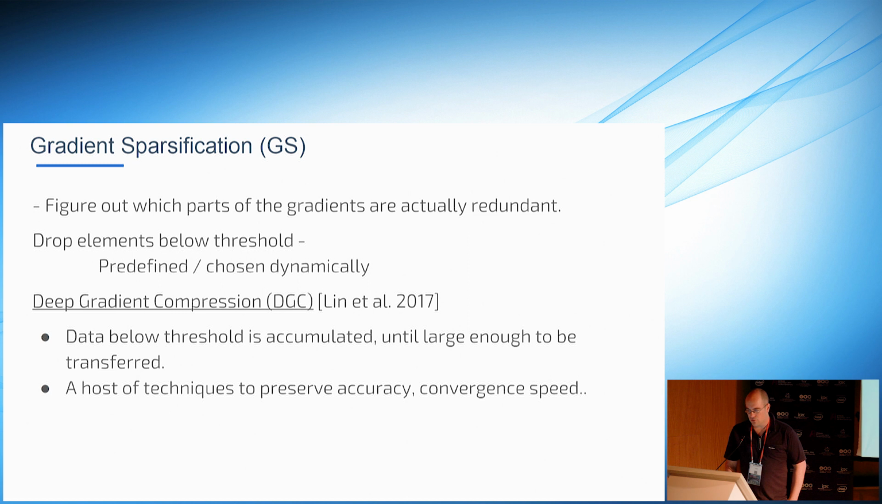And because we're doing lossy compression, we're bringing noise into the process, and we might be, pardon my French, screwing up the process. So you need to take a host of techniques and measures in order to preserve accuracy and convergence speed, etc. So this is much more sophisticated, but with much better compression rates, on the order of 1,000.